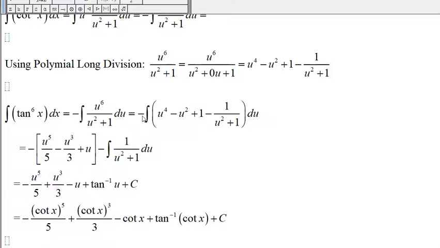So here we have a minus and minus, so that will become plus. This will be negative u to the fifth divided by 5, and then minus negative, we get positive u to the third divided by 3, and here we get minus u. And this is minus and negative, so that's why this becomes plus.